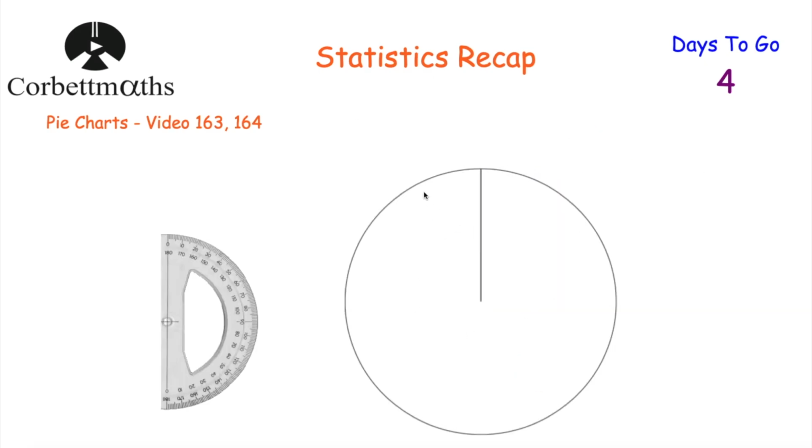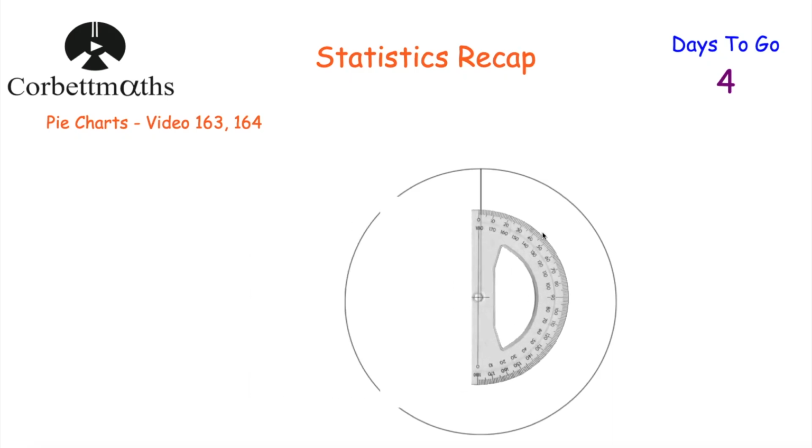Now in terms of drawing a pie chart, you'll often have the circle and that line drawn for you. And if that line's not drawn for you, make sure you draw a line going straight up to the top, and then just get your protractor and then measure each of the angles.